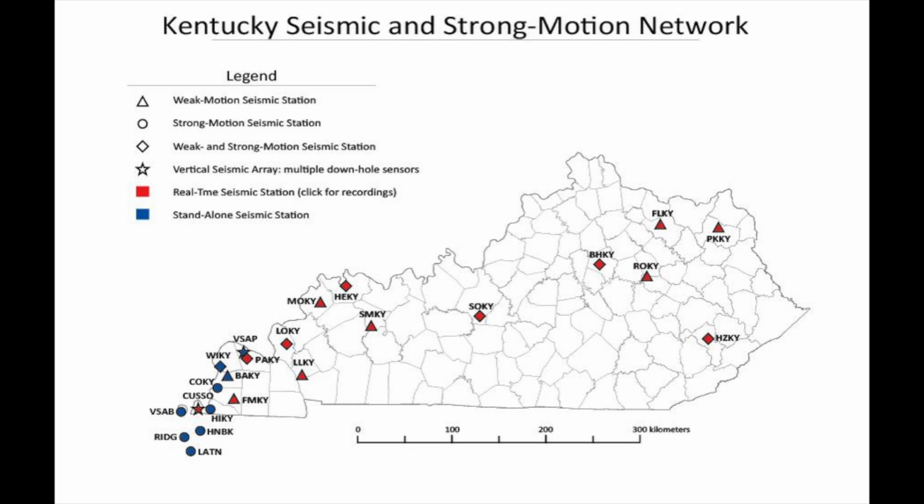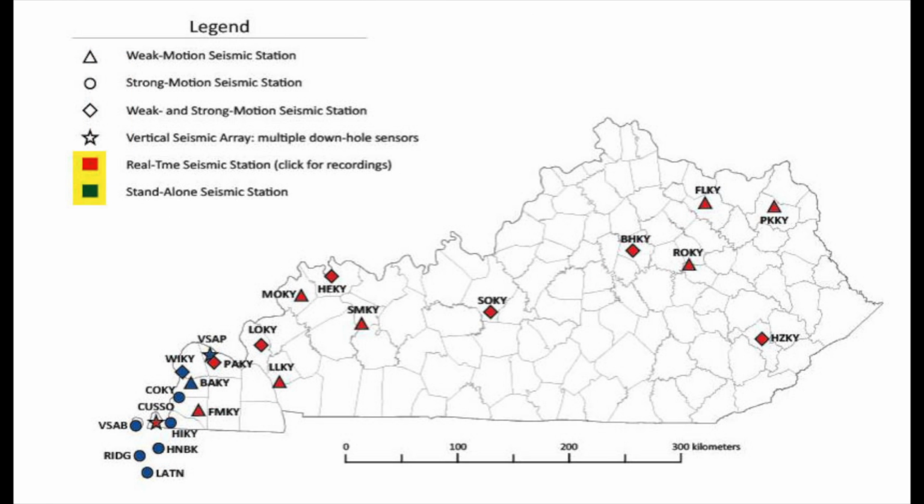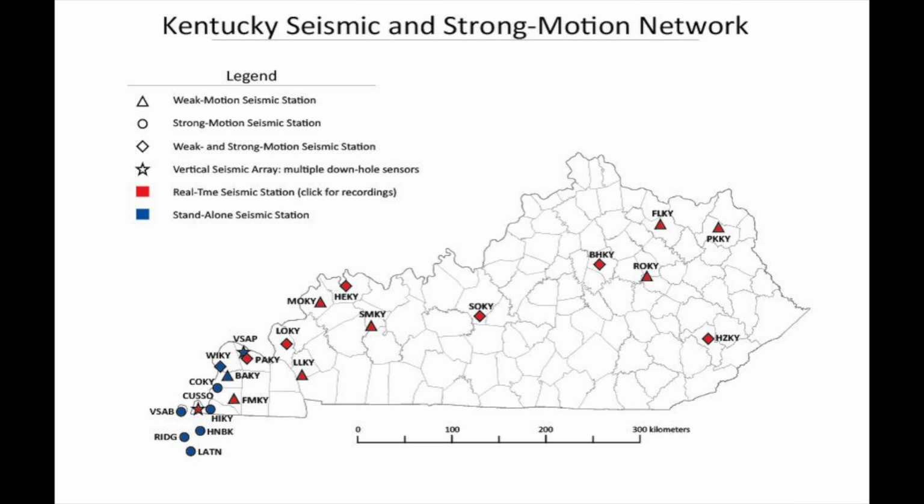Today in this tutorial we will be going over how to navigate our interactive seismic map and how to interpret the seismic data recorded across the state. Located across the state, each being depicted by varying shapes and colors on this map. We will address the shapes later, but for now let's focus on the colors of the stations.